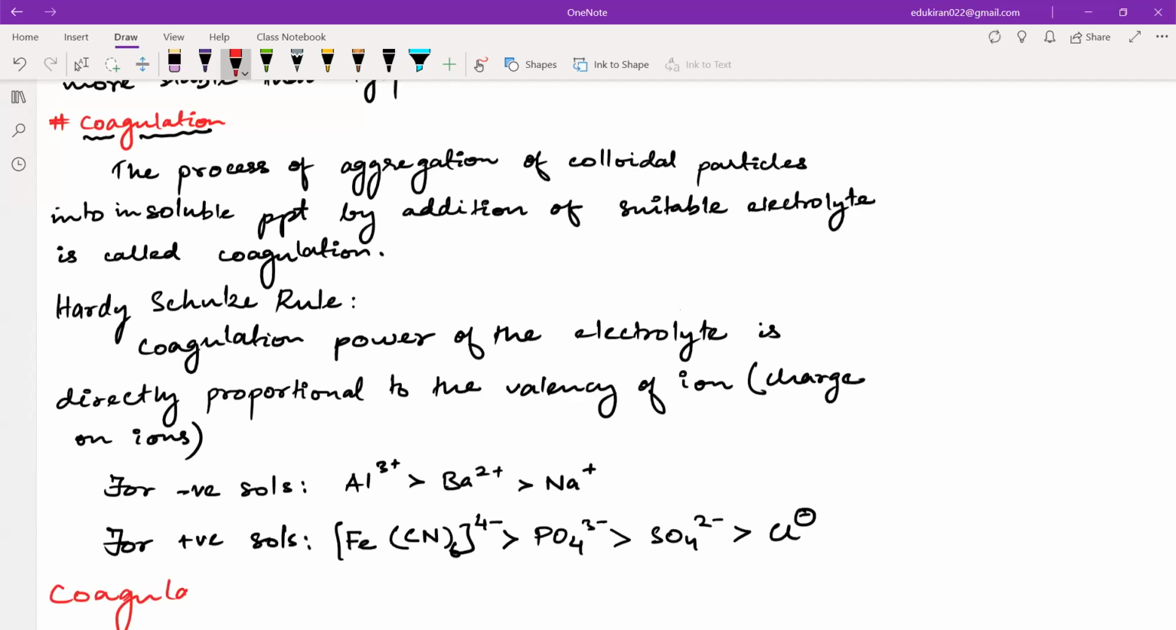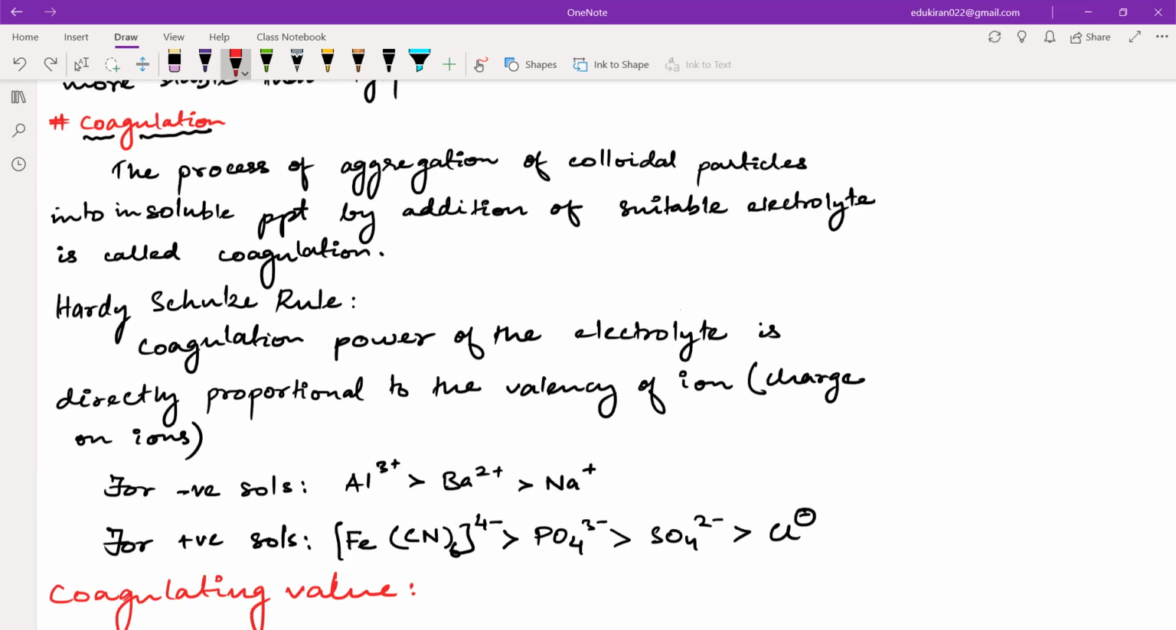Sir, could you explain this coagulation once more? Coagulation, this is the topic. So you understand, right? You have to write, first thing, coagulating value. This will be homework for you. This one line you will find in the NCERT textbook. So coagulation, you understand, Faisal?